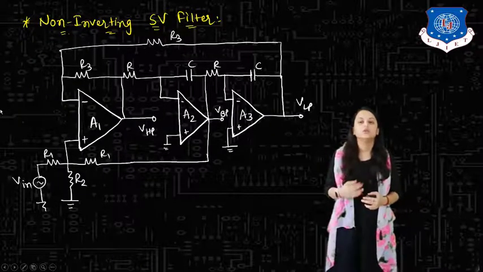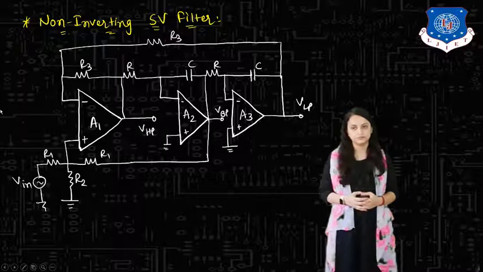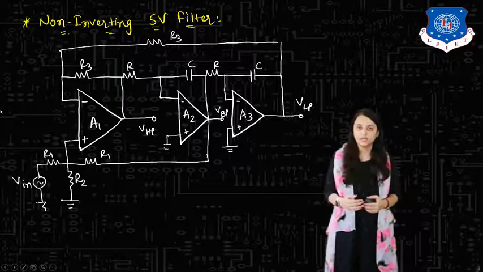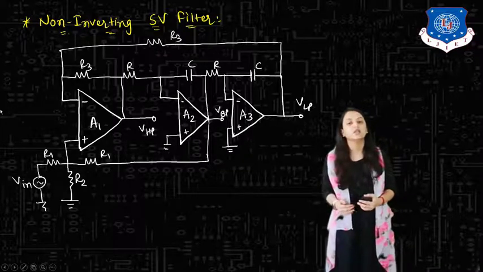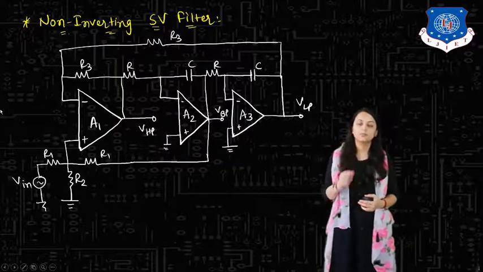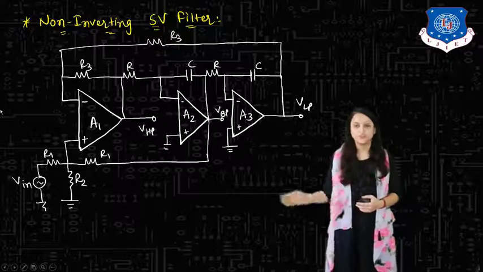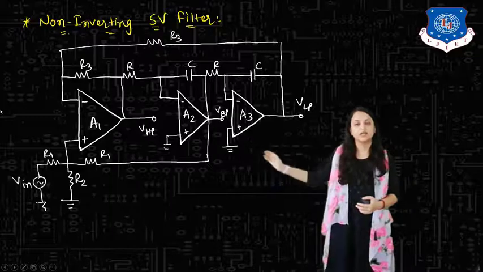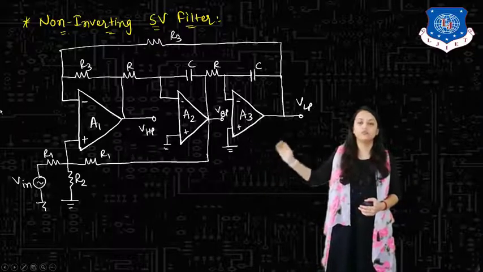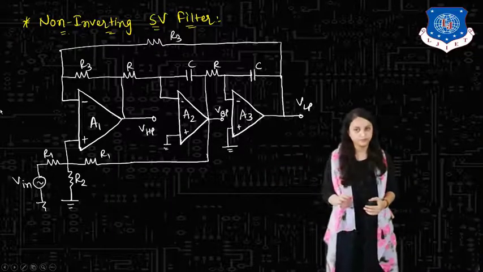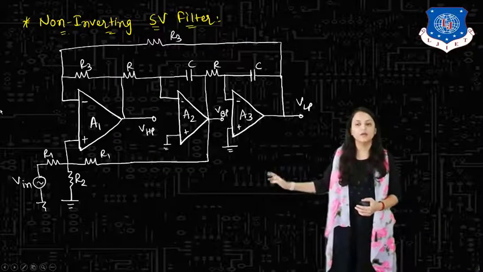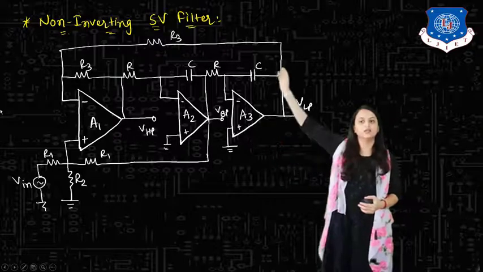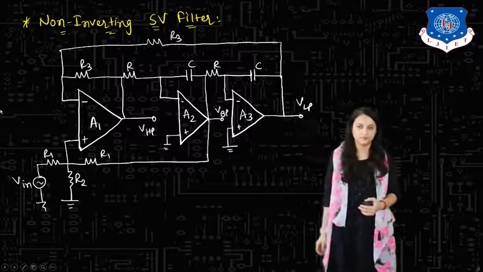Next is non-inverting state variable filter. Here, as the name suggests, this is non-inverting type. Supply is given to the non-inverting, or as you can say, positive terminal of the op-amp. So the arrangement is like this. Vin is connected to R1, which is directly connected to the positive terminal of the first op-amp A1. In the feedback of A1, R3 is connected, and the common feedback another R3 is there.